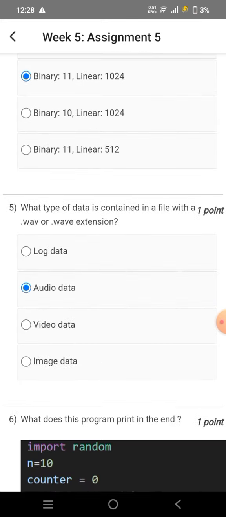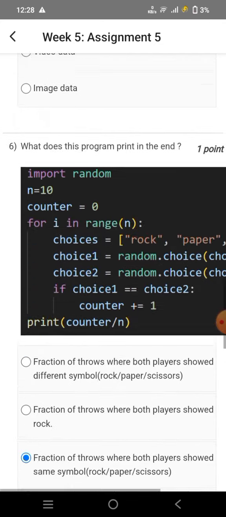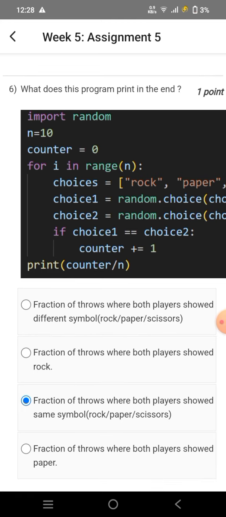Question 5, the correct answer will be option B, that is audio data. Question 6, the correct answer will be option C, that is fraction of throws where both players showed the same symbol. Rock, paper, scissors.